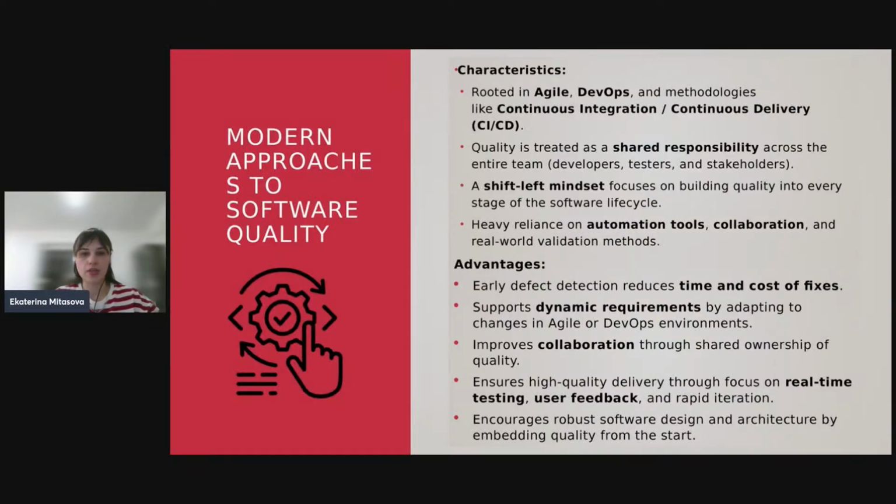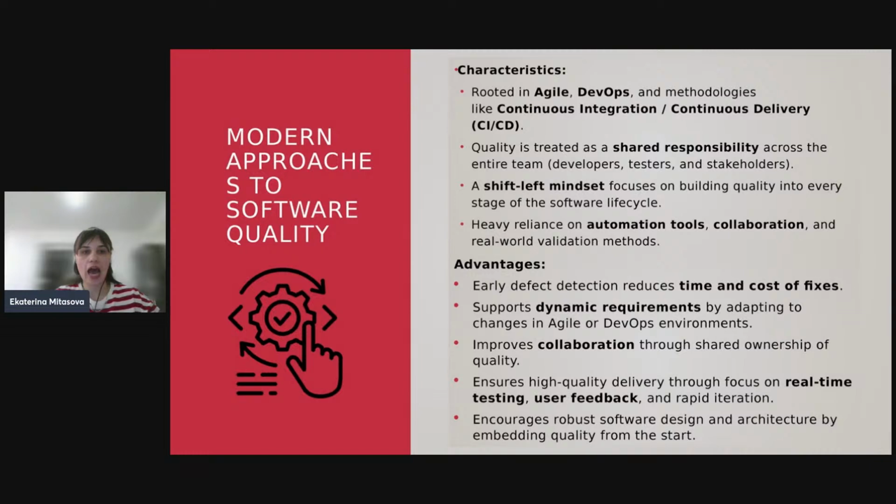Modern approaches to software quality are quite different. They are rooted in Agile, DevOps, and methodologies like CI/CD, which stands for Continuous Integration, Continuous Delivery. Quality is treated as a shared responsibility across the entire team. So everyone in the team is responsible: developers, testers, stakeholders, and so on. There is also a shift-left mindset that focuses on building quality into every stage.